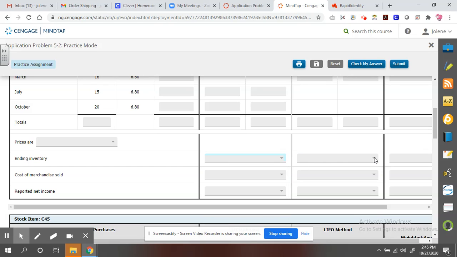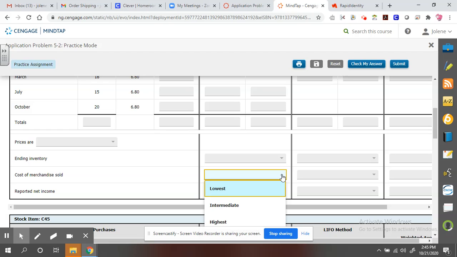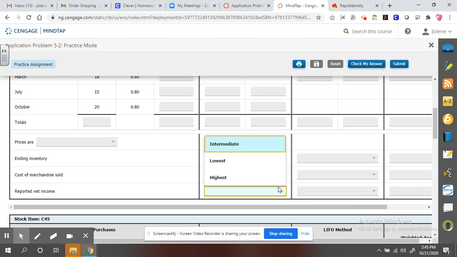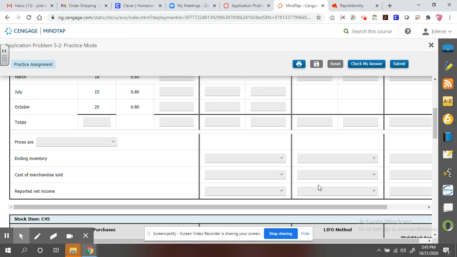Okay, so these are just drop-down buttons. For the cost of merchandise, they want to know which one is going to give us the highest, the lowest, or the intermediate. And then reported net income. Of these 3, which one's going to give us the highest, lowest, or intermediate net income, or your profit?